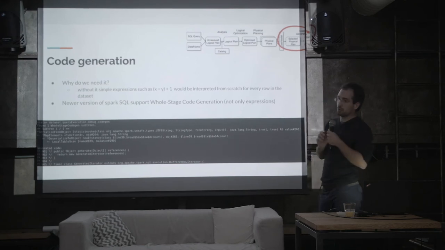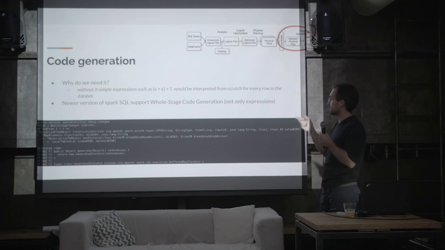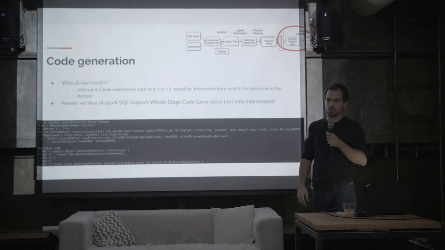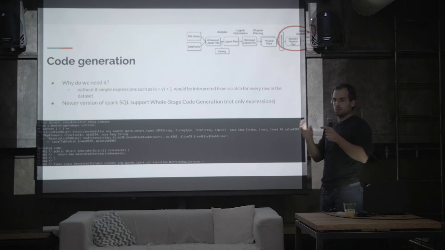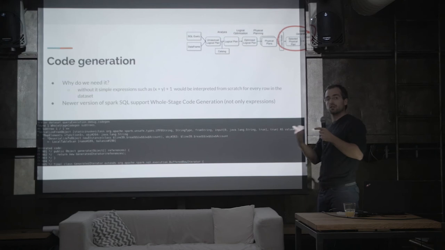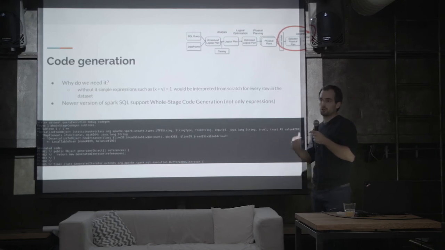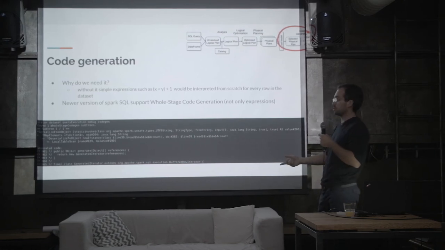Right now, they dropped the support for quasiquotes in Catalyst, and they are using the Janino compiler. This is a Java compiler. So they just concatenate some strings to generate Java code, and then it gets compiled to bytecode using the Janino compiler, and then it gets executed on the nodes.